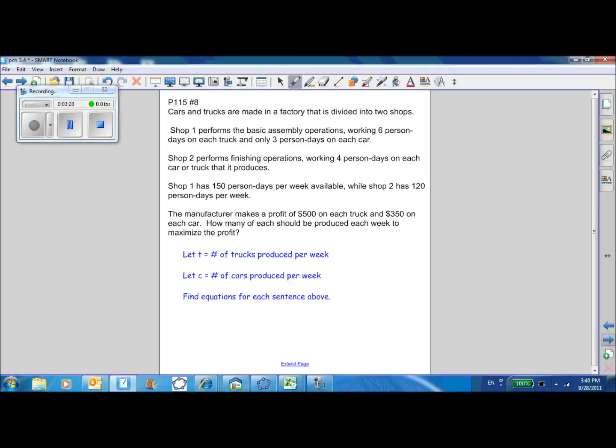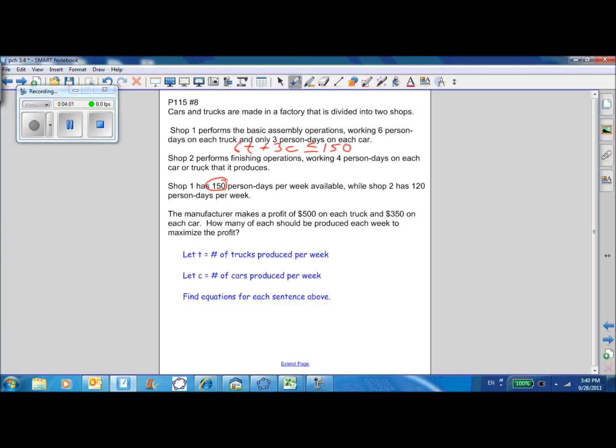Okay, assume you read the problem. Let T equal the number of trucks produced per week, C equal the number of cars produced per week. Find equations for each sentence above. So shop 1 performs based on working 6 person days on each truck and only 3 on each car. So that's 6 times the number of trucks, 6T plus 3C. That gives the total number of person days used in shop 1. And shop 1, as we see later on, is limited to 150. So that must be less than or equal to 150.